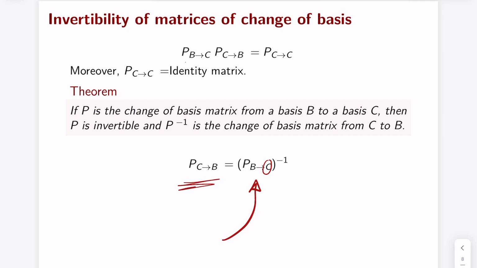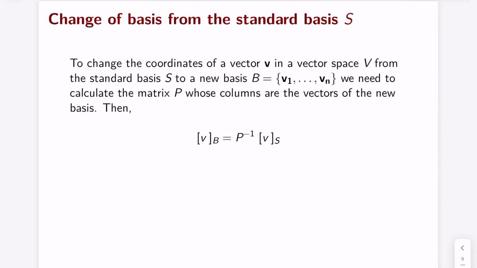So if we need this one with the standard here, it will be much easier to calculate, because it will be just to put the vectors just as they are as columns, and then to do the inverse of the matrix. Let's do an example using the standard basis. But first, let's write down the result, even if it's the same result, just in the specific case in which one of the bases is the standard, the S.